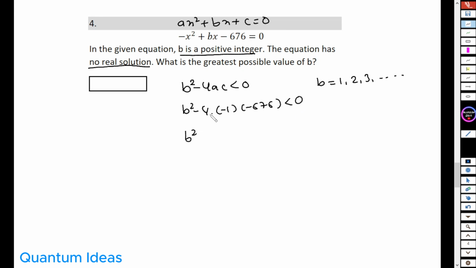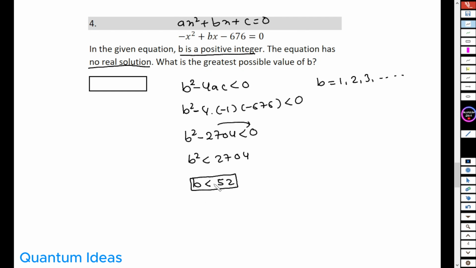Now you can see there are 3 minuses, right? So minus times minus is plus, plus times minus is minus, so there will be a minus. And if you multiply it, you will get around 2704, which will be less than 0, and b square will be less than it. If this goes to that side, it becomes positive, that is 2704, and if you take the square root on both sides, b will be less than 52.